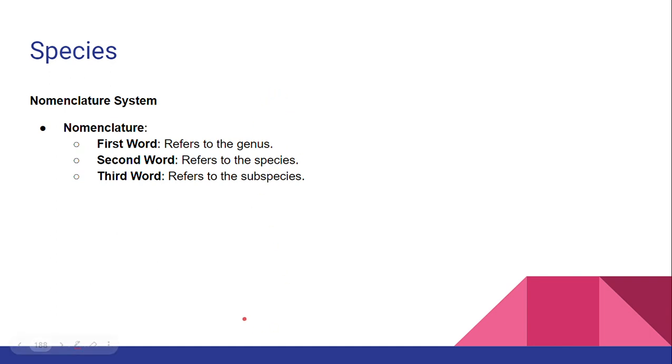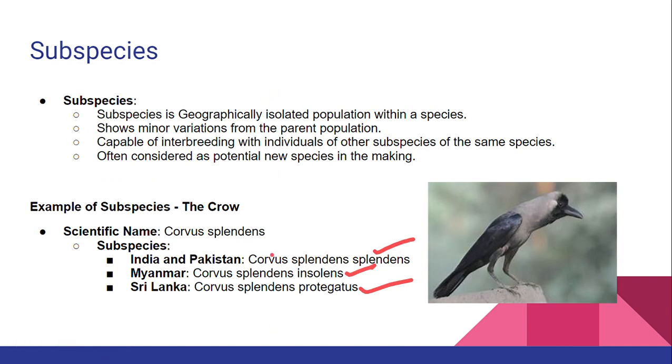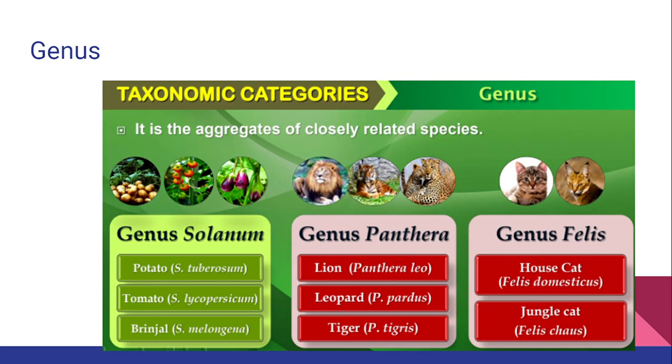So when we talk about the nomenclature, just now I told you, let me go back. Here the first word is going to be your genus, the second one is going to be your species, and the third one is going to be your subspecies. Okay.